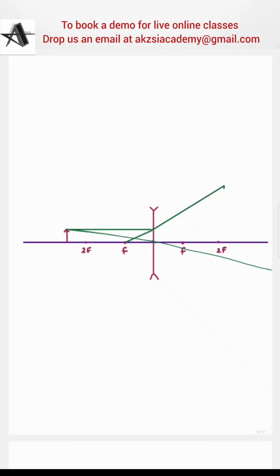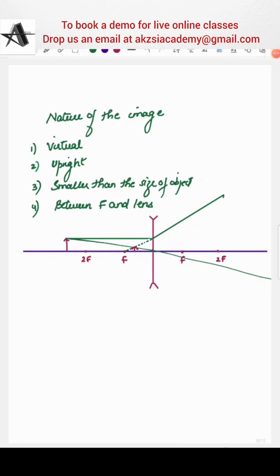Here where they both are meeting will give you image, and you can clearly see that every time, doesn't matter wherever you are placing the object, the image is always formed between f and the lens, and it's always upright, virtual, and smaller than the size of the object. So that's it for today.